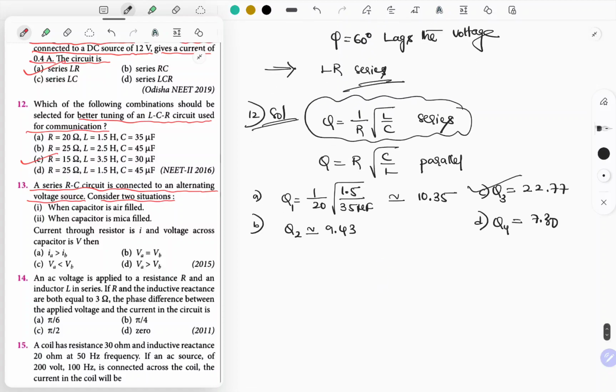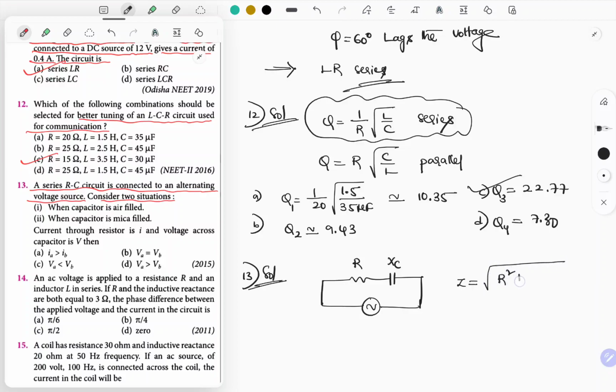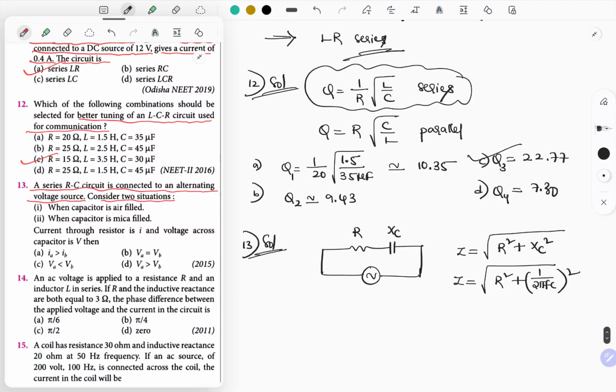So let's write down the formula for current. As it is a combination of resistor and capacitor, first of all we have to write down the impedance. This is R and XC. So the impedance of the circuit, the total opposition to current flow, is the root of R square plus XC square, where XC is 1 by 2 pi FC. This is the impedance. Now what's the current flowing through the circuit?